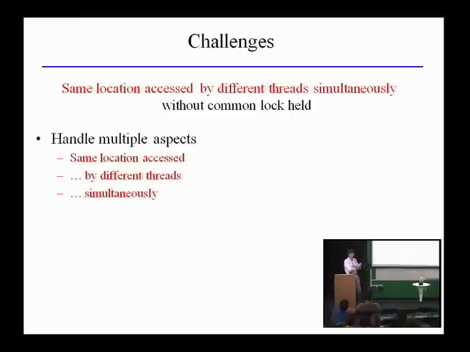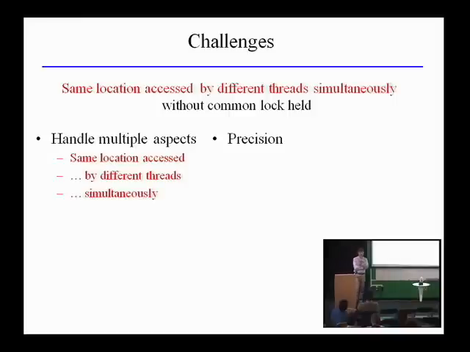Here are three of them that come straight out of this formulation of the specification. We need to detect whether two threads are accessing the same location. We need to detect whether they're actually different threads. It doesn't matter if you access the same location within a single thread. And we need to know that this can actually happen without ordering constraints. We need to know that it's simultaneous.